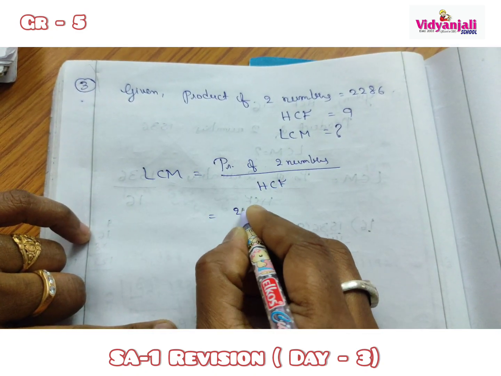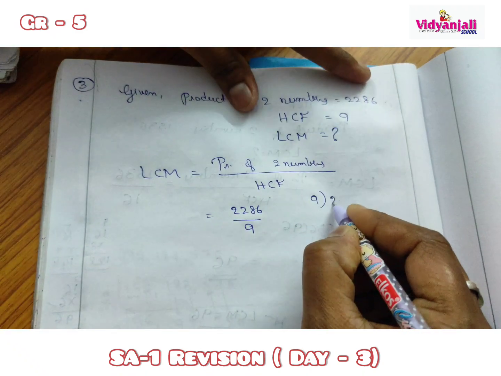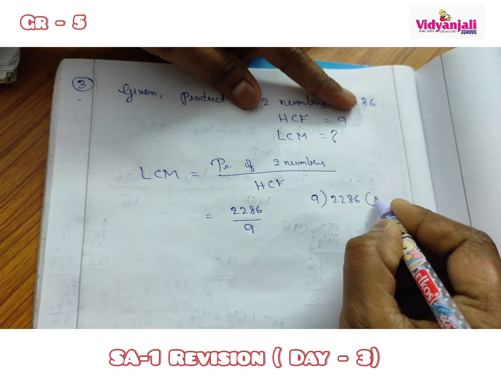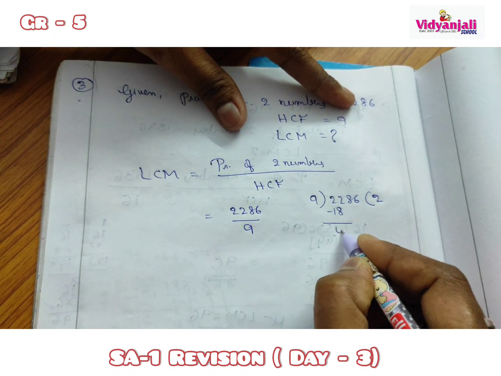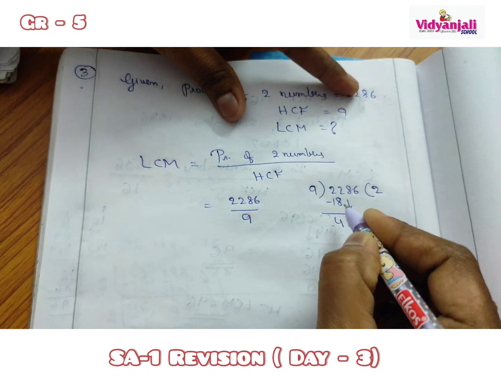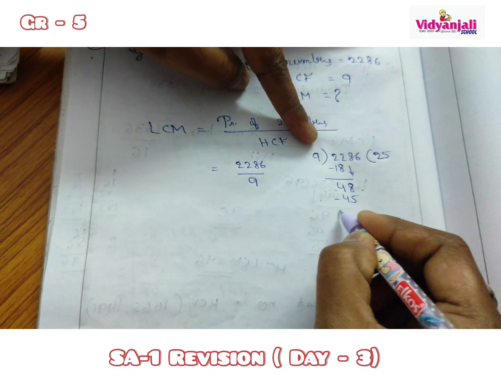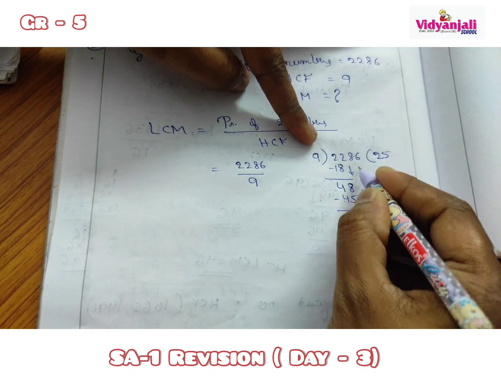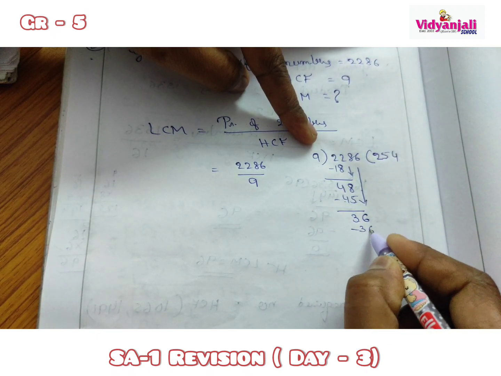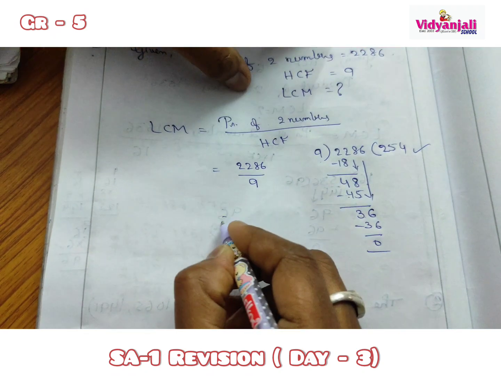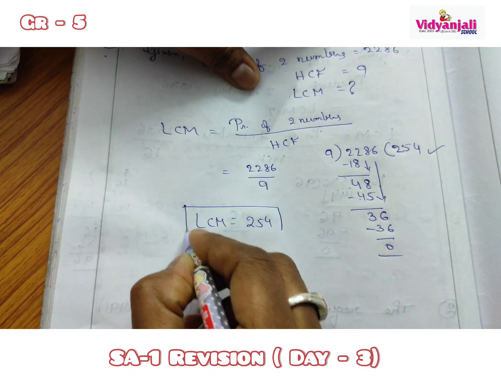So 2286 by 9. Let's do division for these two numbers. In the 9 table, 9 2s are 18, 22 minus 18 is 4, and bring the next digit down. In the 9 table, 9 5s are 45, and then 48 minus 45 is 3, and let's bring 6 down, and 9 4s are 36. So what is the answer? 254, which is the required LCM. Okay, next.